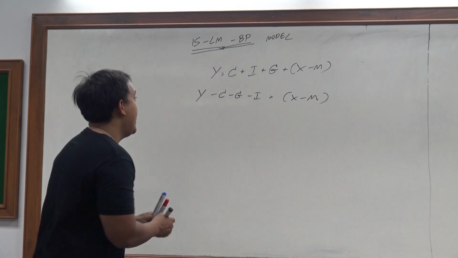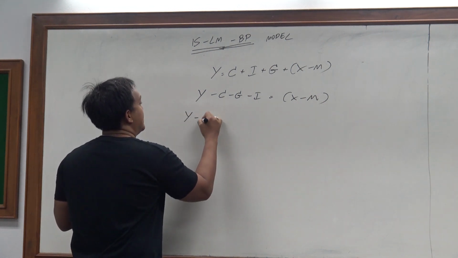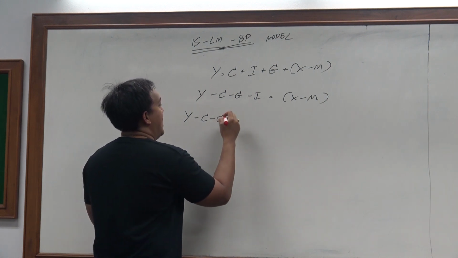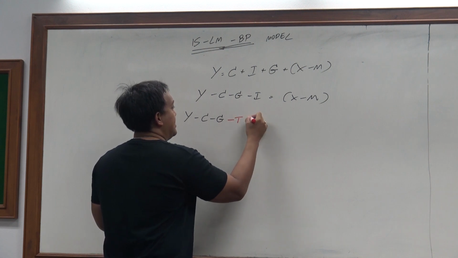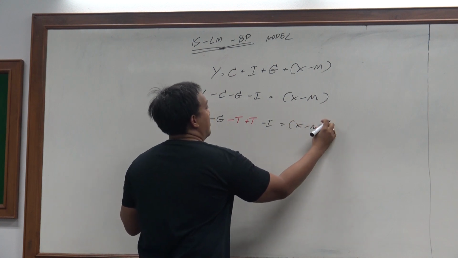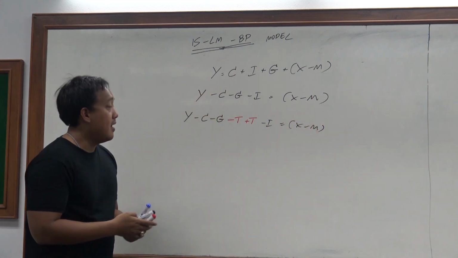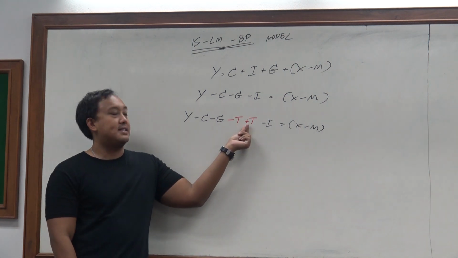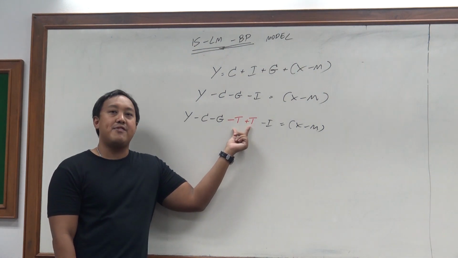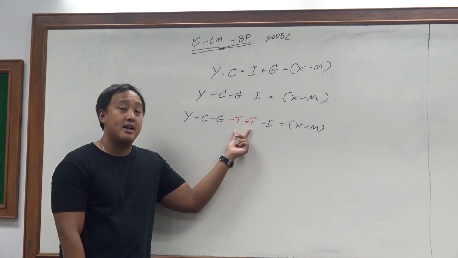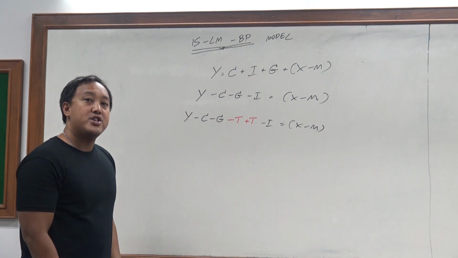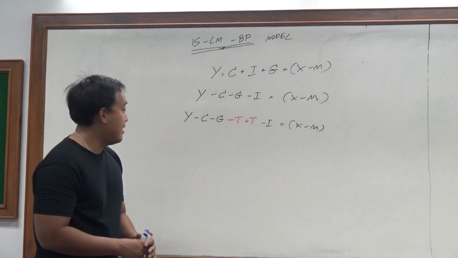And then I'm going to do some trick. Y minus C minus G, then I plug in tax, minus tax and plus tax, and minus investment equals x minus m. I just minus tax and plus tax in the model. Minus tax and plus tax is just like zero, nothing affects the equation, right? It's just like a zero. So after I put minus tax and plus tax in the equation, now I'm going to rearrange the equation a little bit.